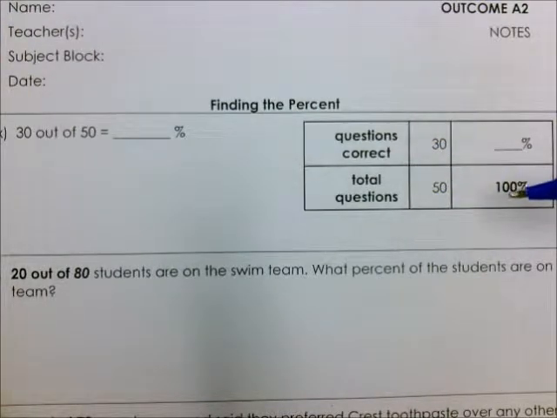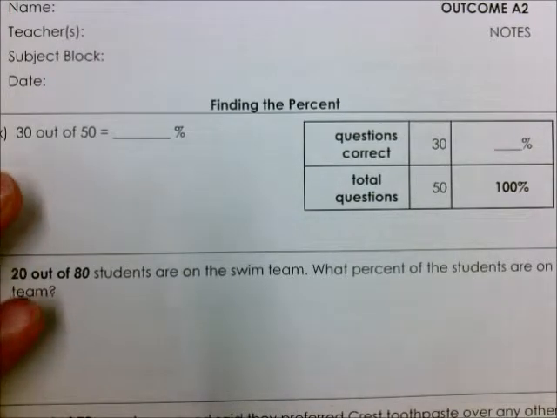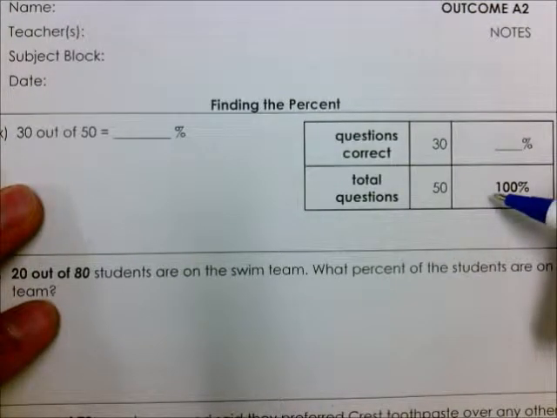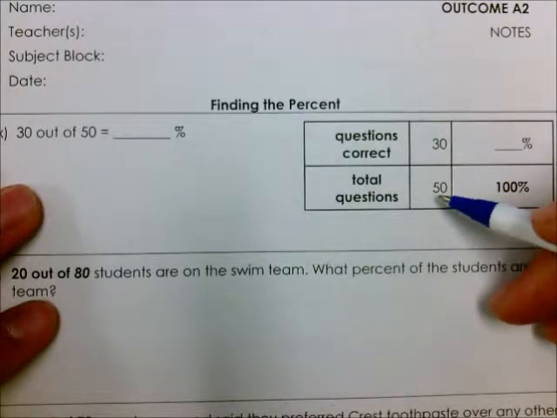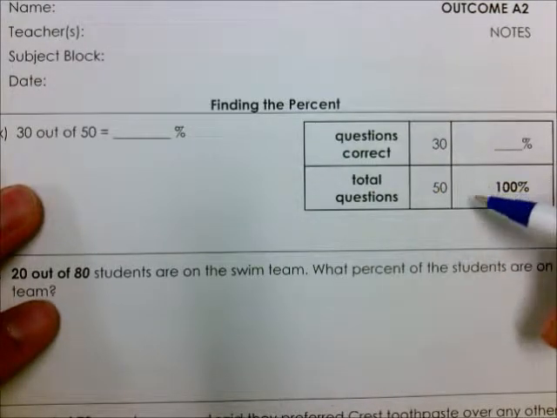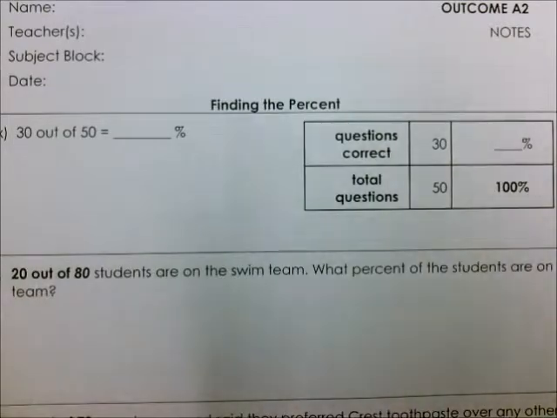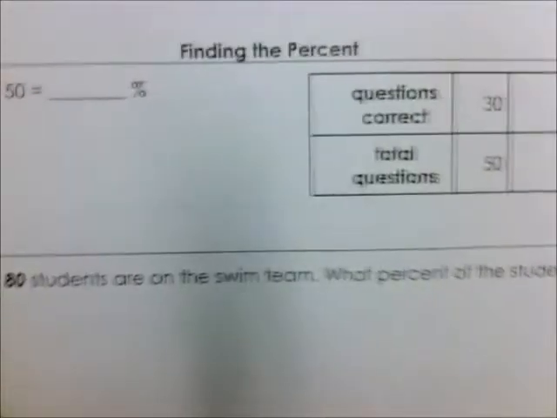I want to figure out what percentage that is out of 100%. Remember, percentages are always out of 100. So I have 50 and a 100 here for my total questions. If I got a 50 out of 50, it'd be a 100%. But I got a 30 out of 50 here. Let's zoom in just a little bit.